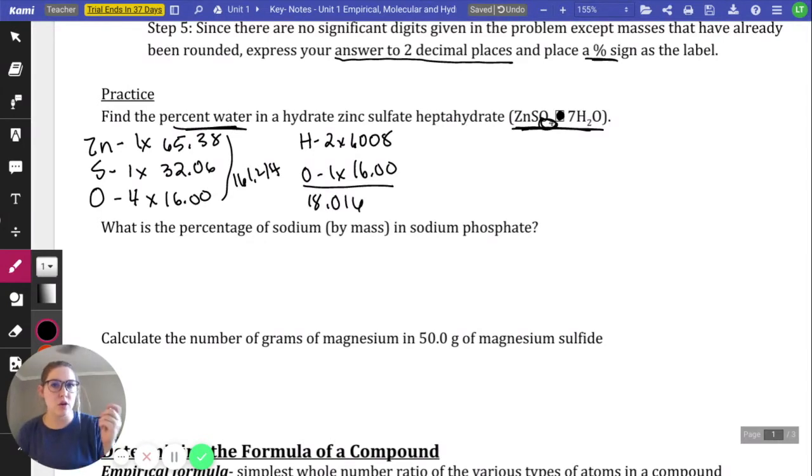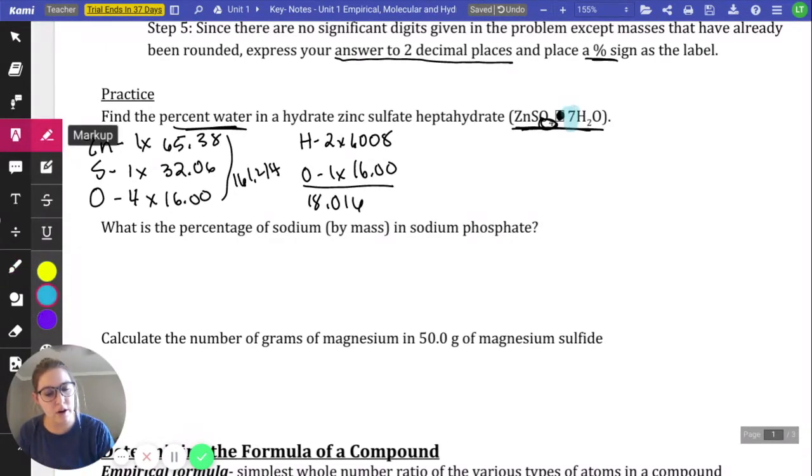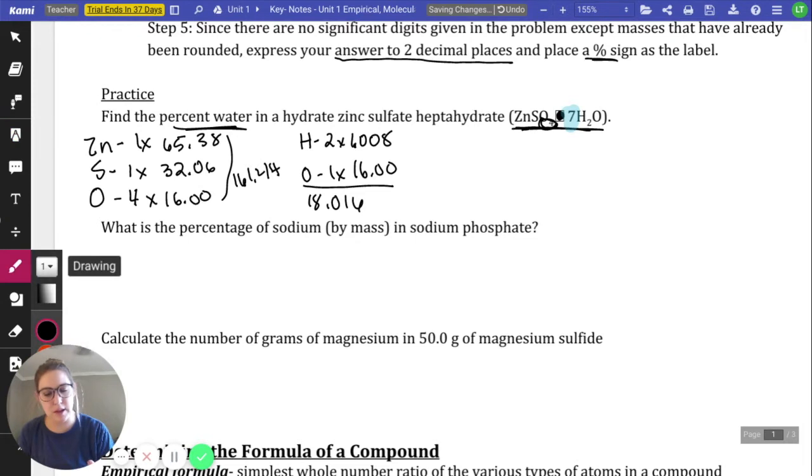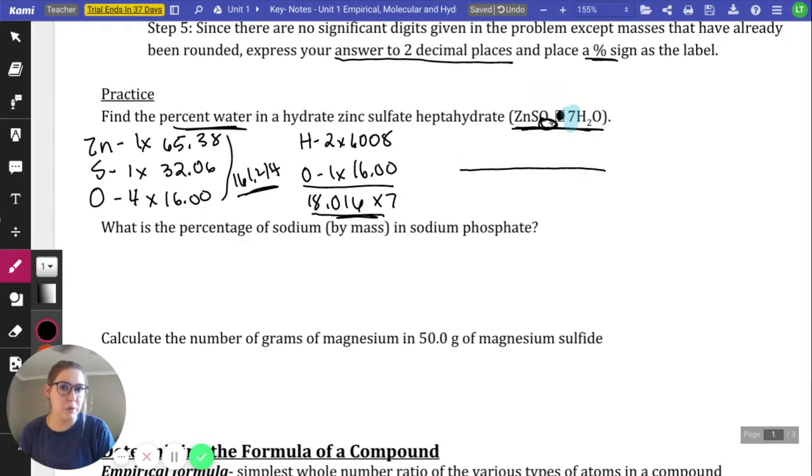18.016. So the thing is, though, there's not 1 water in my formula. There are 7. So I need to multiply that mass by 7. All right? So to get our total mass, we're going to add the mass of our zinc sulfate and the mass of our water all together. So 161.44 plus 18.016 times 7. Add it all up, and I got 287.552 as my total mass.